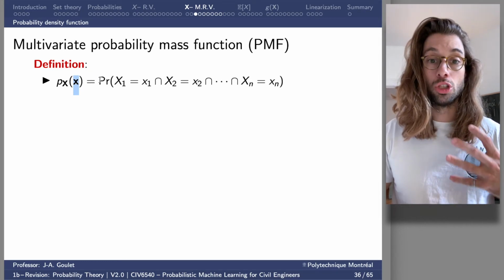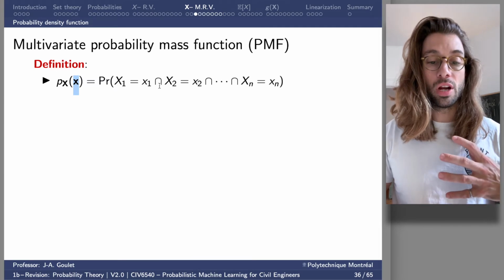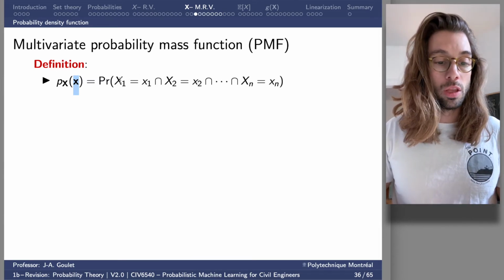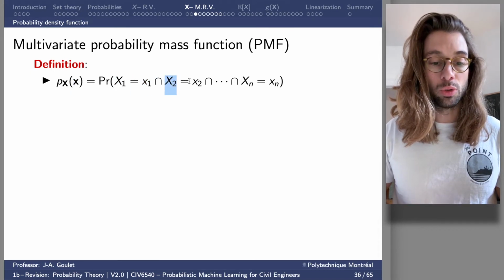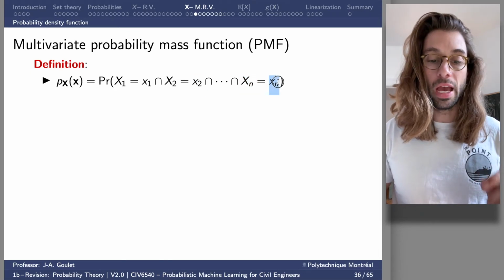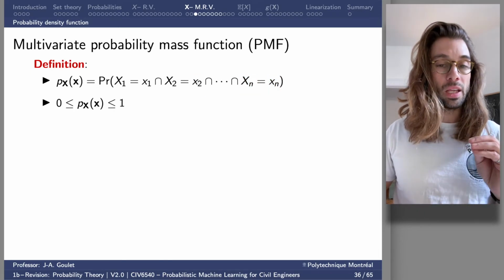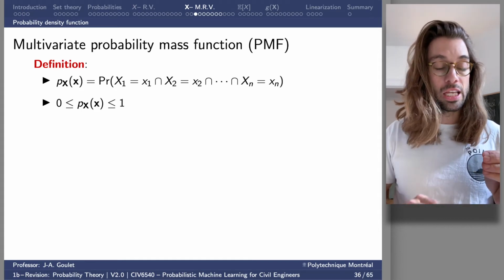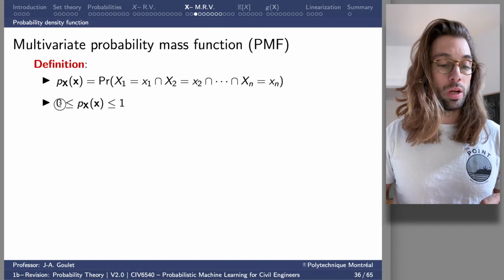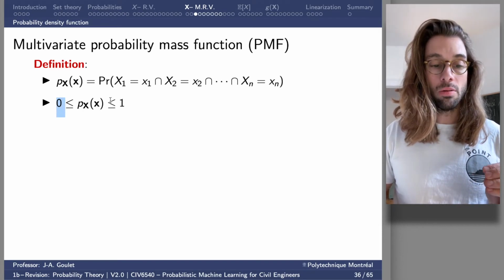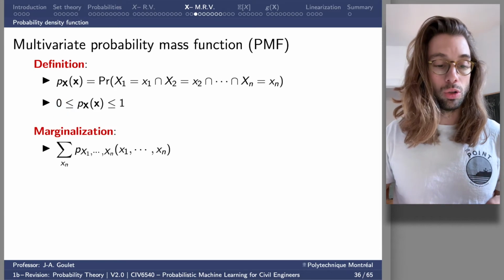This represents the joint probability for the intersection of many outcomes. So the random variable x1 is equal to a specific outcome x1, x2 equal to a specific outcome x2, up to xn equal to a specific outcome xn. And again, the joint probability for these multiple events is always bounded between 0 and 1. So it's always greater or equal to 0 and lesser or equal to 1.